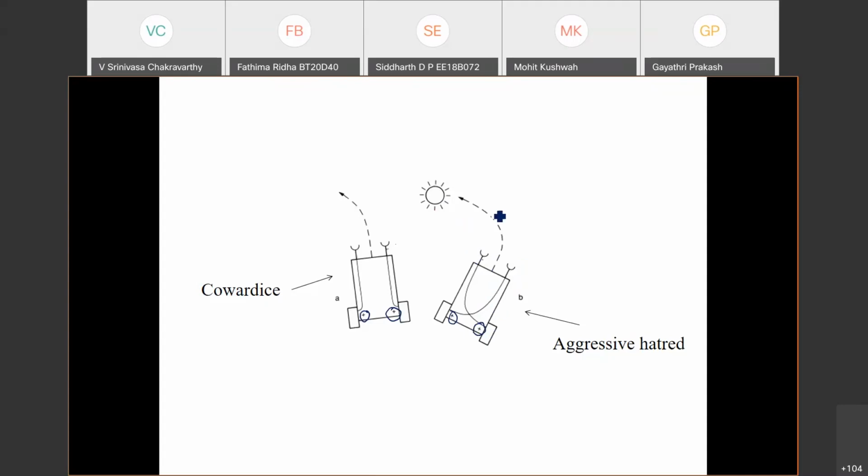So therefore, it actually picks up speed as it comes closer to the light source, and then completely bangs into the light source. And when you look at this kind of behavior, you might think, suppose you don't know that this is all a machine, right?